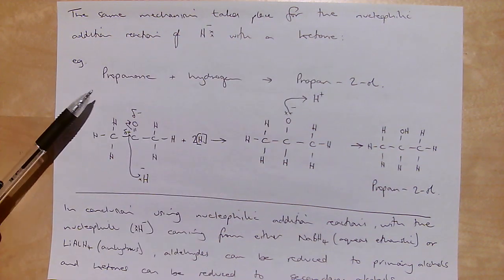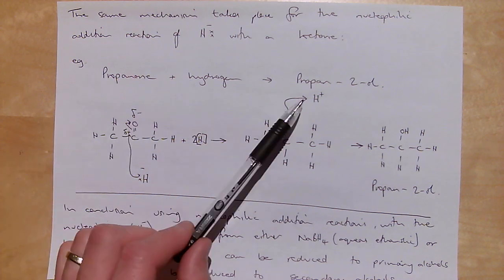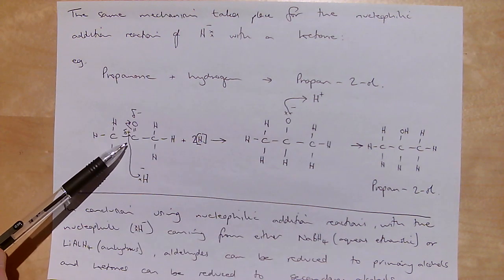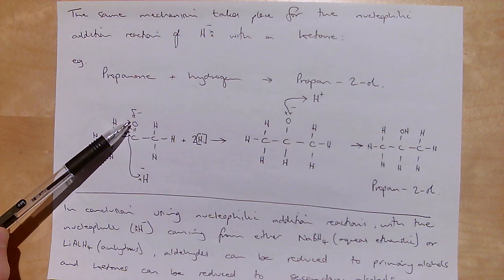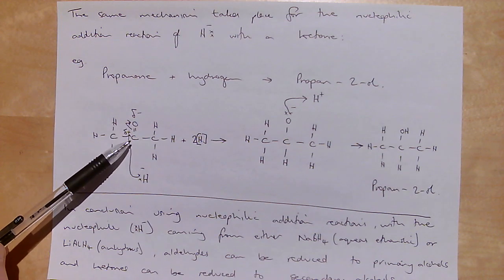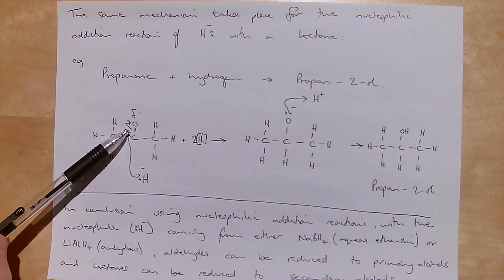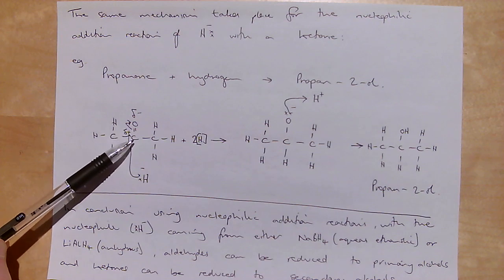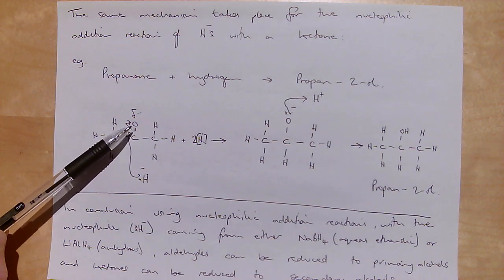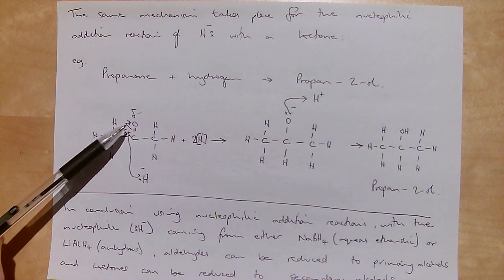Right, and then finally, the same mechanism takes place for the nucleophilic addition reaction of H minus with a ketone, so propanone plus hydrogen goes to propan-2-ol. You identify your carbonyl group, your C equals O group there. Again, oxygen is much more electronegative than carbon, so we end up with a big permanent dipole across the C equals O bond, so that's delta positive, that's delta negative.